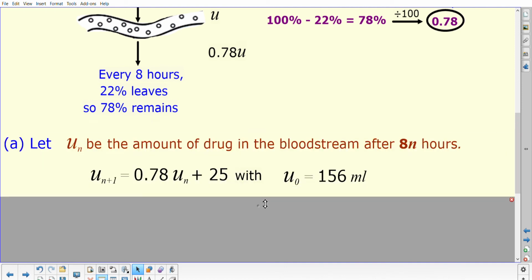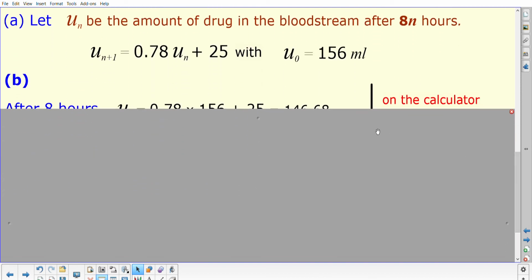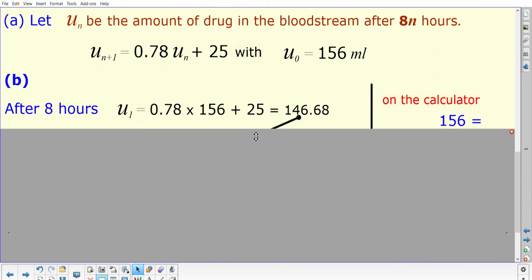So this time, there's the un notation again. That represents the amount of drug in the bloodstream after, not just after 8 hours, because it's been measured in lots of 8. So it's 8 hours for this one, because it's happening every 8 hours. So 8 hours, then 16 hours, and so on, when n equals 1, 2, 3. So there's your recurrence relation, and then from that you're asked to work out how much drug is there after 24 hours. So after 8 hours, that's the first lot, so that's your n equals 1.